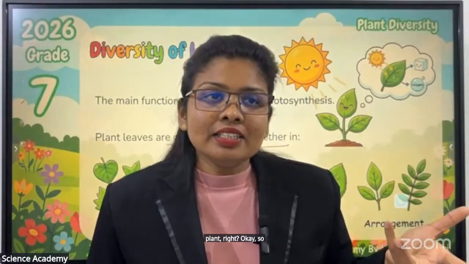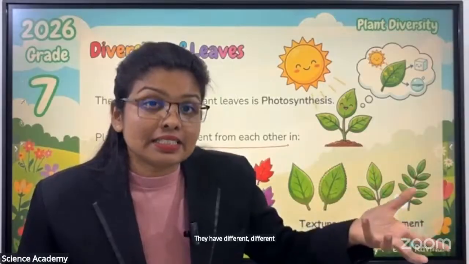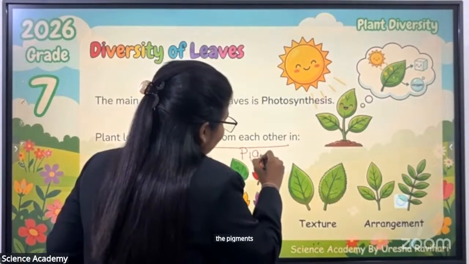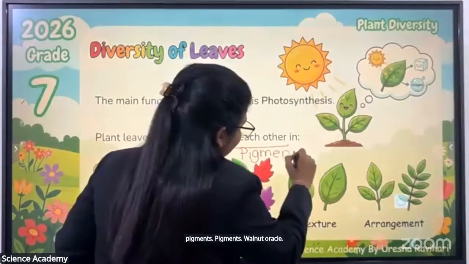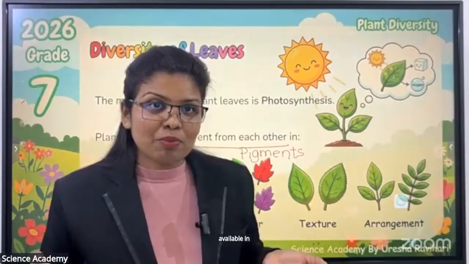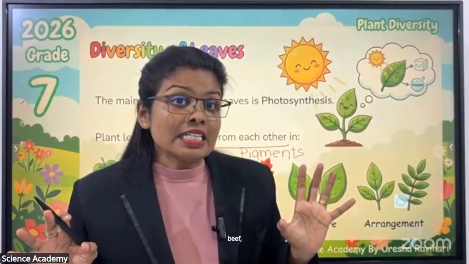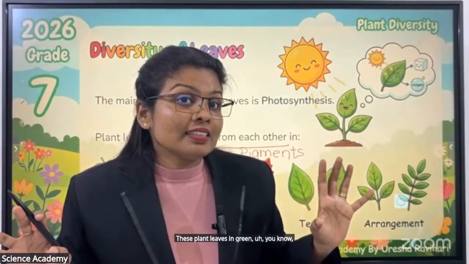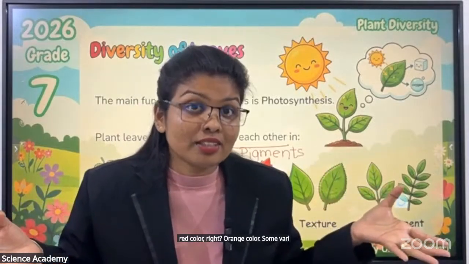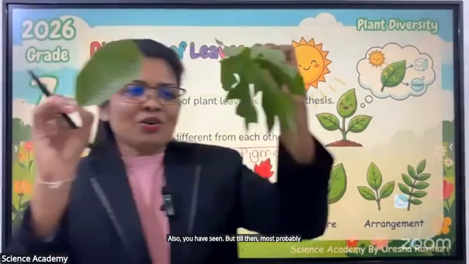What is the reason for that? They have different pigments, color pigments. Different pigments are available in this kind of plants, so that's why we can see these plant leaves in green, purple, red and orange color. Some varieties of croton you have also seen. But children, most plant leaves show green color.